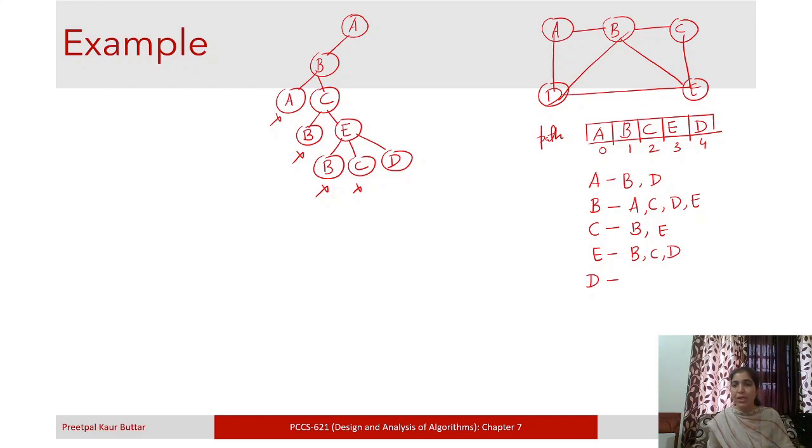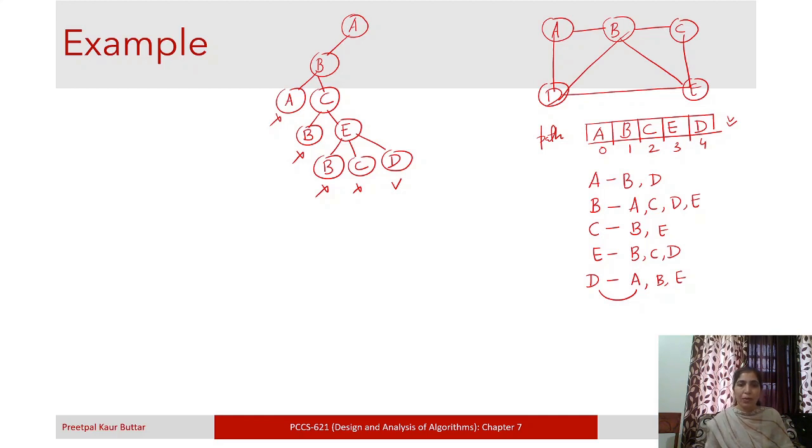Okay, so let us look at the adjacency list of D. D is connected to A, B, E, right? So it means there is a path from D to A, right? So it means this solution is a part of the Hamiltonian cycle, right? A to B, B to C, C to E, E to D, and D contains an edge back to A. So this means this is a solution, right?